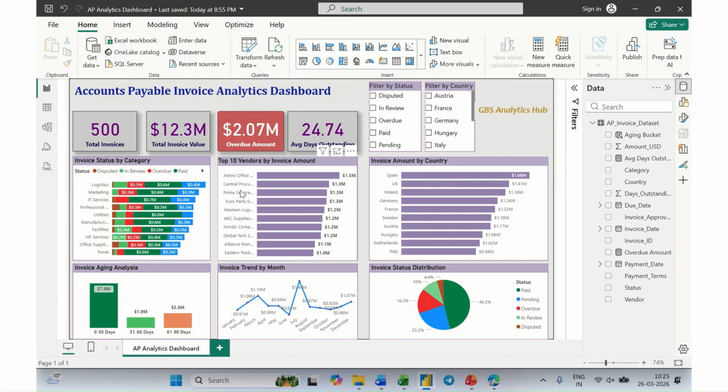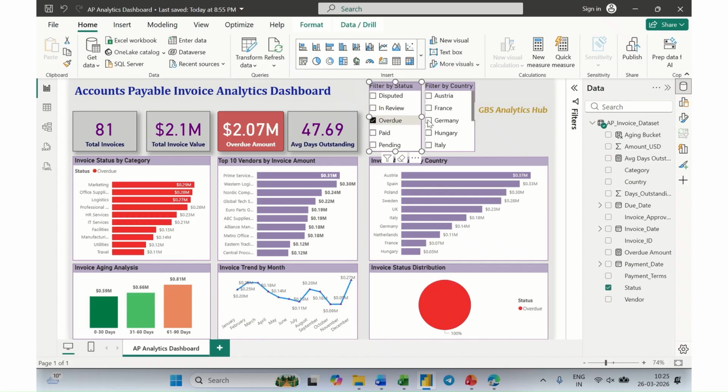vendors have the highest concentration of late payments. That combination of spend volume and payment status is exactly what procurement teams need for vendor negotiations and relationship management. Your highest spend vendors should always be your most closely monitored, and this dashboard makes that monitoring effortless.